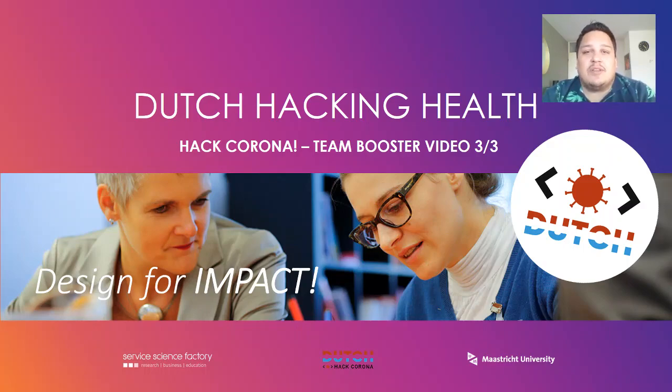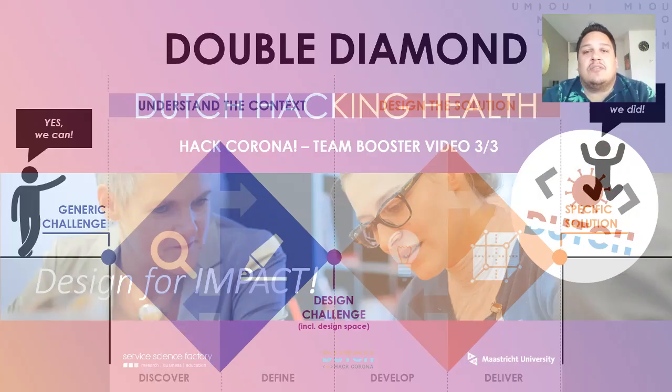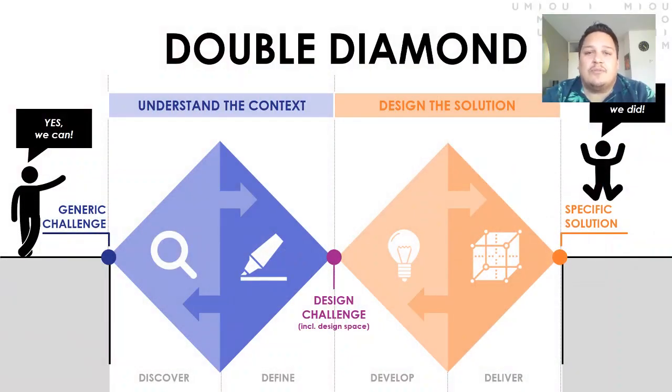Well, in the previous videos, I've already introduced the double diamond method, and we're today going to talk a little bit more about this. In the first video, we gave you an introduction on design thinking and the double diamond, where in the second video, we moved more into understanding the context and coming up to a specific design challenge. And now in this third video, we're going to move into designing the solution. Well, let's get moving with that.